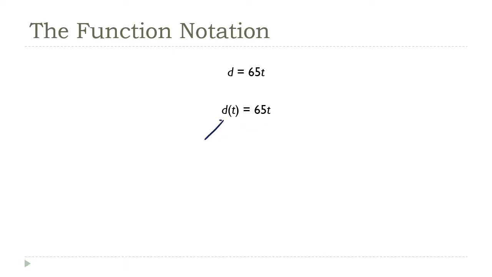Well, this d here, you can think of that as the name of the function or a label for the function. Usually, if we're talking about a physical situation like this, where it represents the distance, I'll use a letter that corresponds to what it represents, which helps us to remember what it's about. And this list inside the parentheses is a list of the variables that are used in the function.